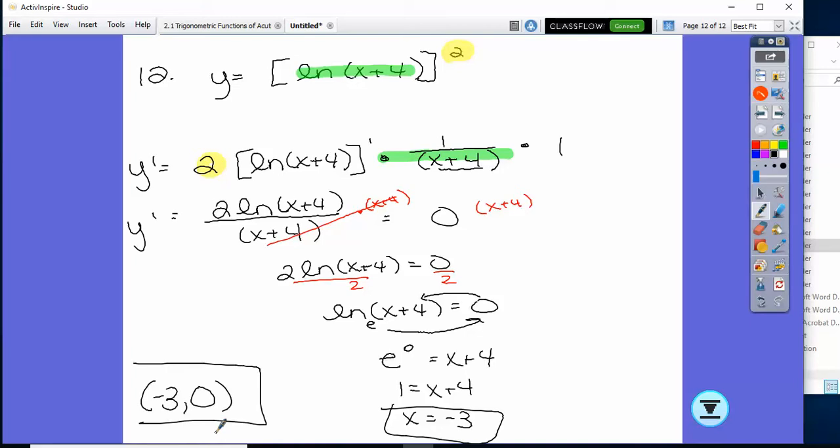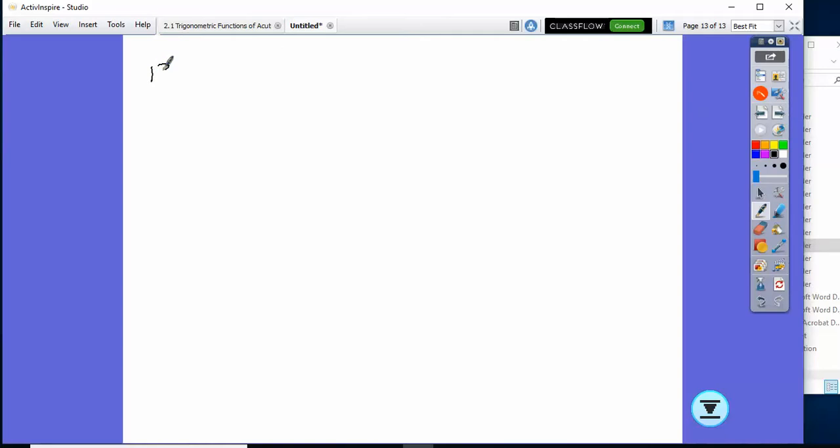Number 13. Equation of the tangent line to this curve. So, equation of a line needs a point and a slope. I gave you the point, you need a slope. How do you get the slope of a tangent line?